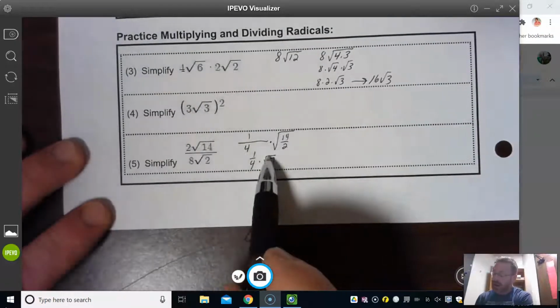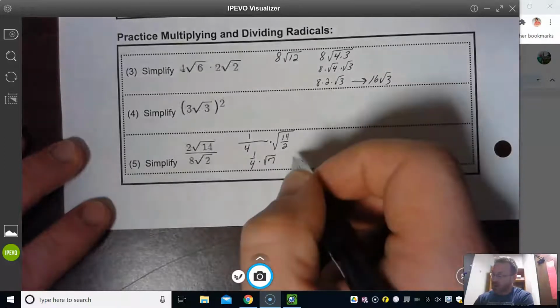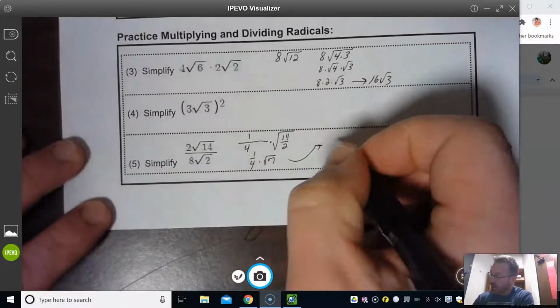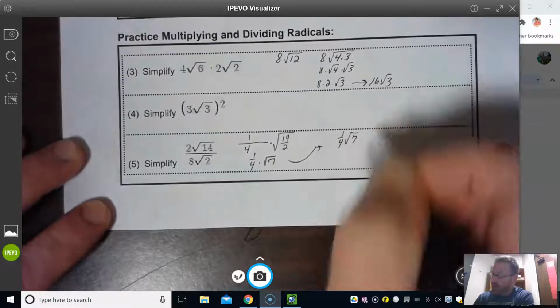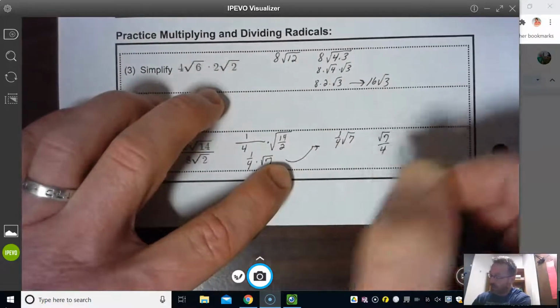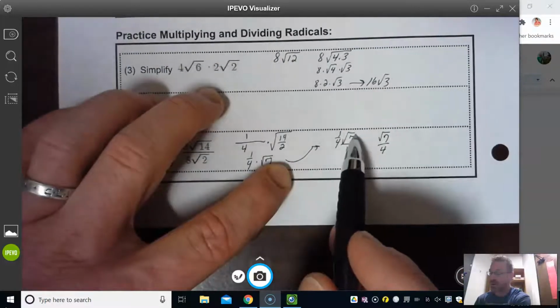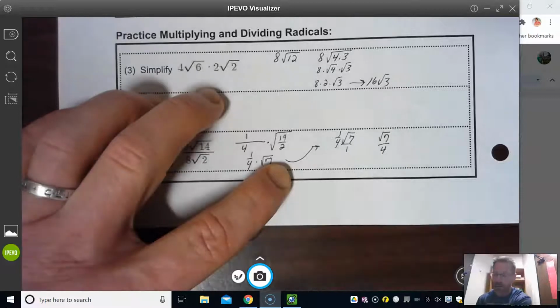And then notice I can't reduce the square root of 7. The only factors of 7 are 1 and 7. Neither one is a perfect square, so I can write my final answer either as 1/4 times the square root of 7, or you can write it as the square root of 7 over 4, because this is really like over 1. When we multiply fractions, it's numerator times numerator and denominator times denominator.